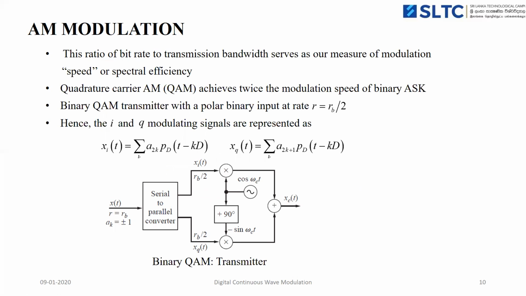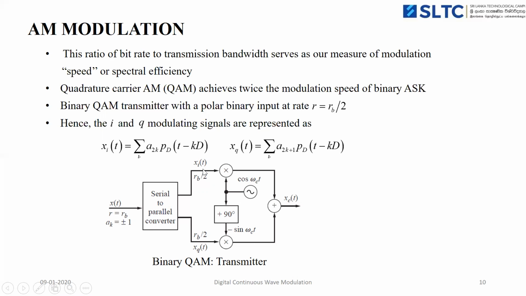Then we can generate another type of modulation, which is called quadrature amplitude modulation, or QAM. In this, we can combine two binary ASK modulations with different phase levels to generate quadrature amplitude modulated signals. So the binary QAM transmitter has a polar binary input at a rate R equal to Rb by 2. You can see this in the block diagram of the binary QAM transmitter.